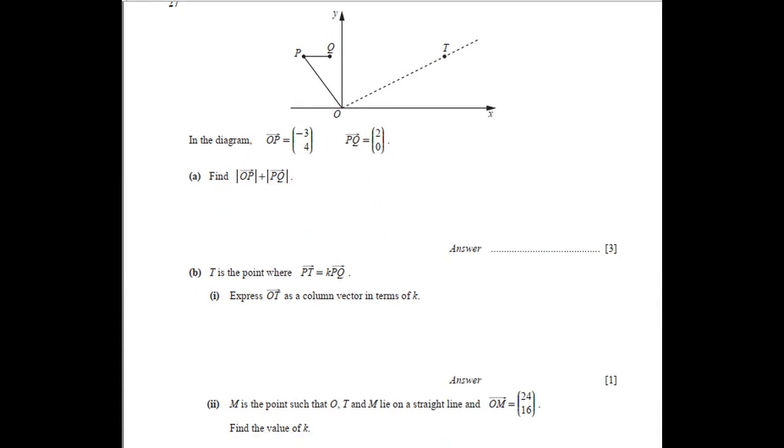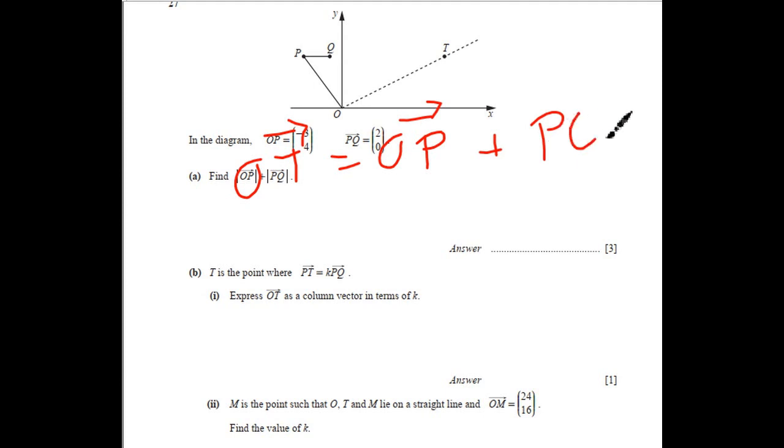Part B 1. T is a point where PT is K times PQ. Express vector OT as a column vector in terms of K. So to get to T from O, we can use this route, OP plus PT. So I'm going to write that OT vector equals OP vector plus PT vector.